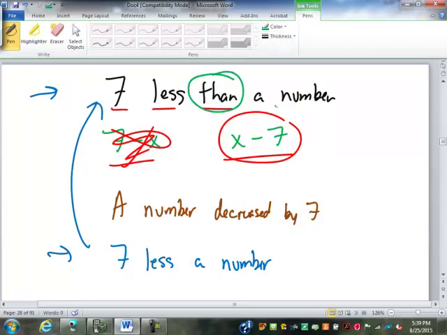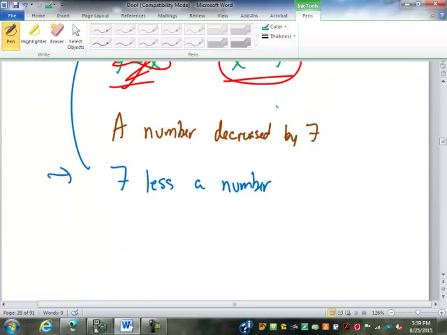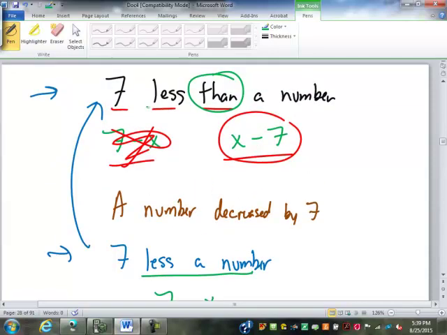The word than, right? And what was that? Would be 7 minus x. Perfect. This is 7 minus x. 7 less a number means you're taking the number from 7. 7 less than a number means you're taking 7 from the number. So that's one of the reasons why it is so difficult to take the language and put it into a mathematical formula, is because there's so many small subtleties like that that you have to be watching.